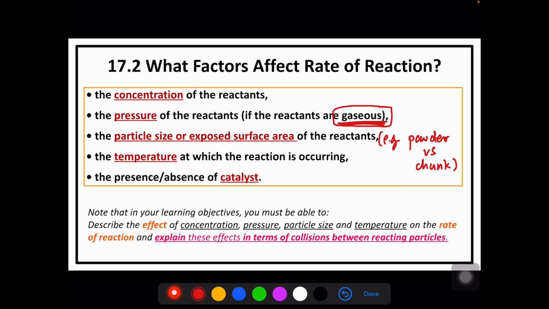Now, just to highlight over here, when we talk about all these 5 factors, as a student taking pure chemistry, it's important to know how to describe how the particles behave and how this will lead to an effective collision. So it's not just about, oh, higher concentration means the rate of reaction is faster, full stop. As upper secondary school students, we have to explain how the particles behave and how they lead to the change in the rate of reaction.